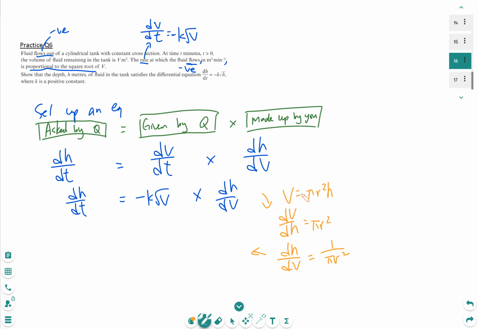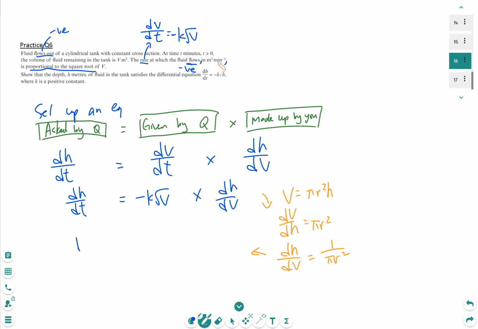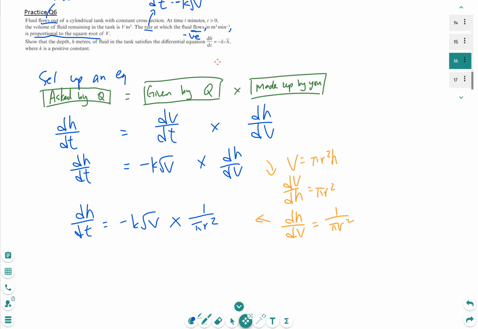So I can sub it in. Let me rewrite the whole thing again. So dH by dt equals negative K root V times 1 over pi r squared. Right, what's next? Well, we are getting there. You see, it's not the same as the question, because the question is a much more simplified form where they have root h, where we have root v.